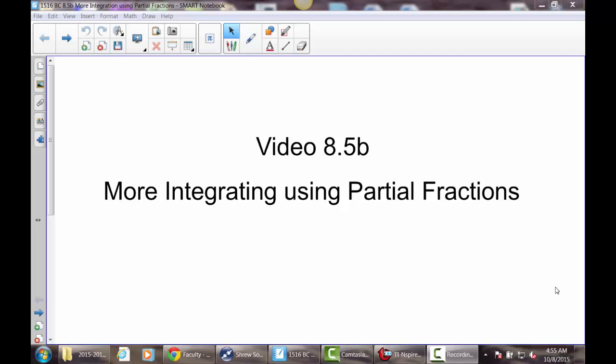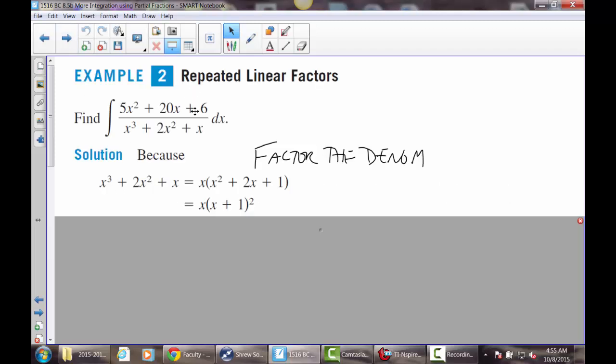Hi, welcome to video 8.5b, more integrating using partial fractions. Here's an example out of the book. You have the integral of this polynomial over this polynomial.